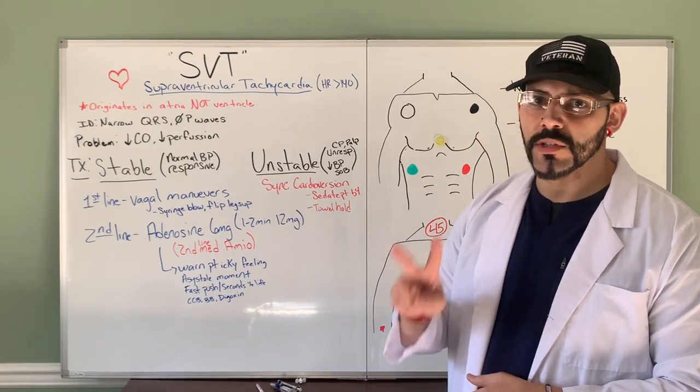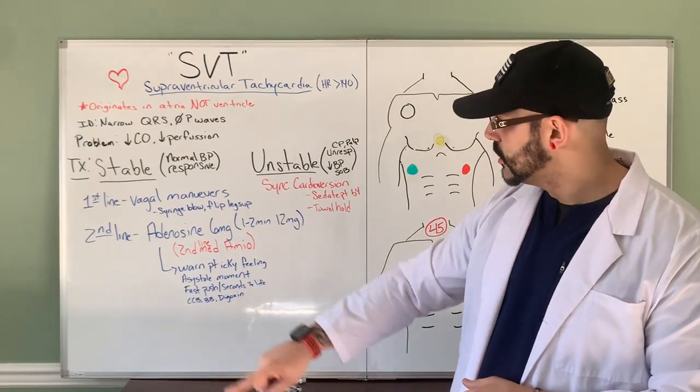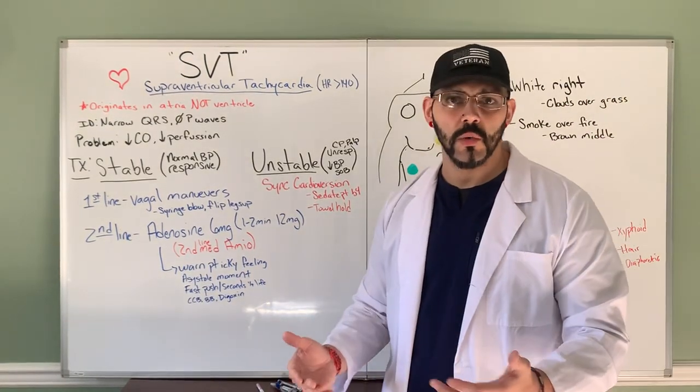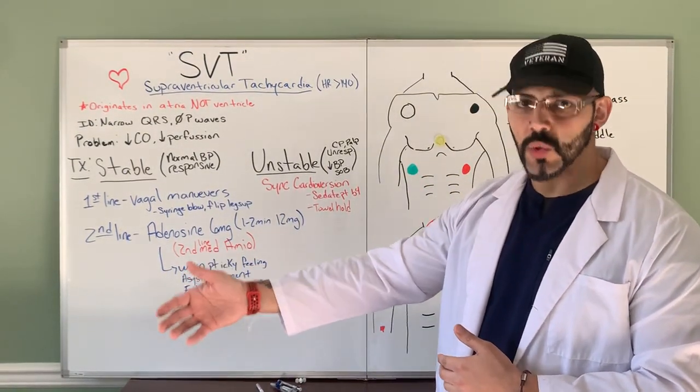Now, adenosine, you can give up to 2 doses. When you give adenosine, you're going to start with your 6 milligrams, and then 1 to 2 minutes goes by. If that doesn't work, you can give another dose of 12 milligrams, okay?